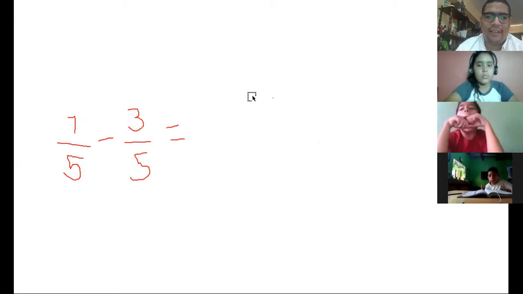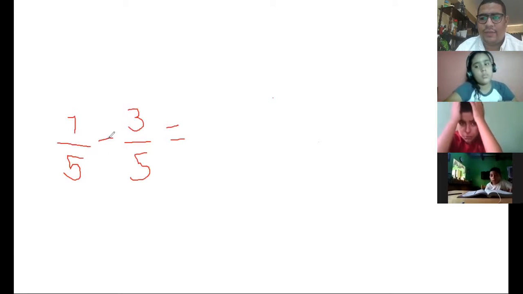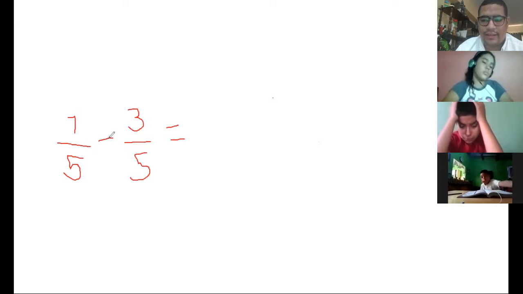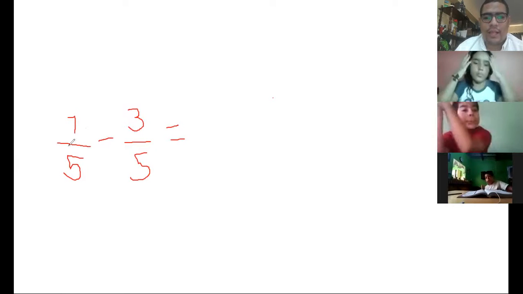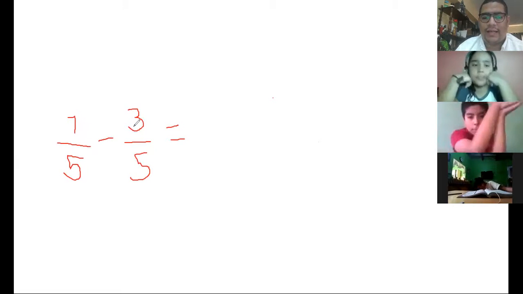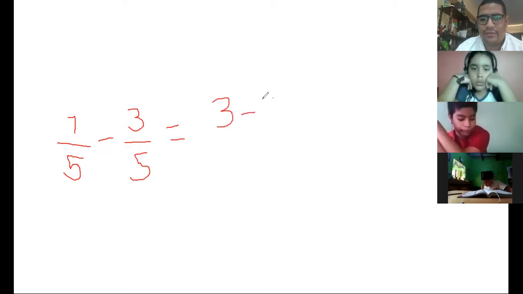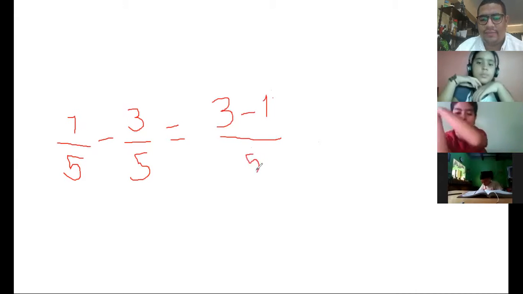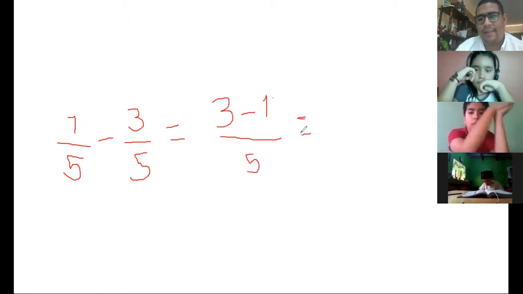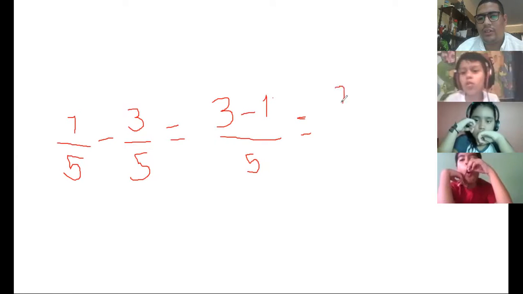So, I'm going to do the same, right? The only thing that changes is that instead of adding, I'm going to subtract. Yes? So, here I have 1 and 3, which means 3 minus 1, right? And the denominator is going to be 15, right? And if I subtract 1 from 3, I get 2.